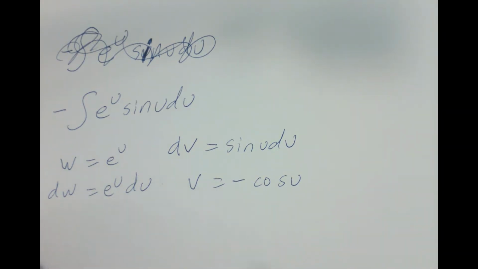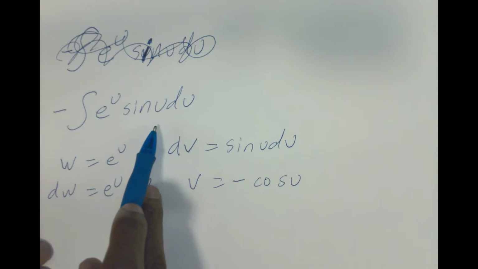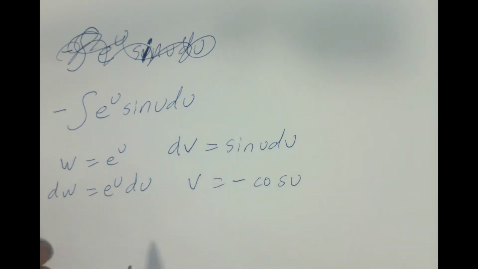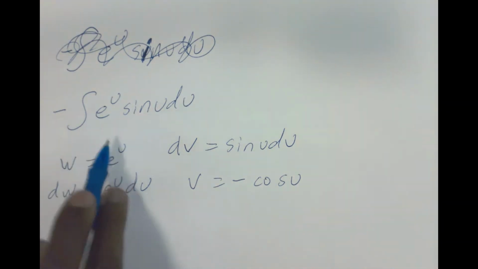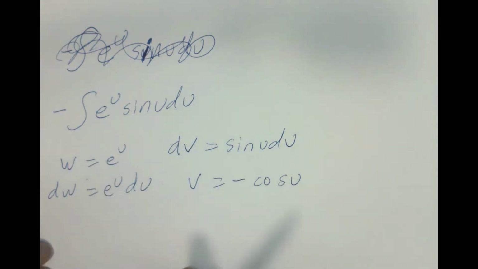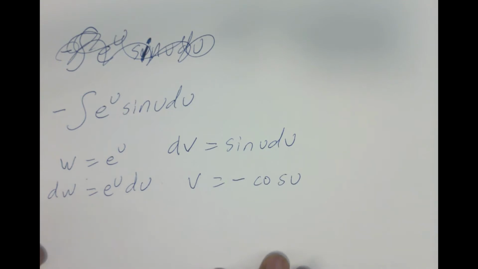All right, now something to bear in mind. What I'm doing right now is I'm finding the integral of e to the u sine u du. That's what this represents. I am not finding the integral of negative e to the u sine u du. There's a pretty big distinction there. So what I'll do is, I'll find the integral of e to the u sine u du, and then I'll just multiply it by -1. But what I'm actually doing right now is the positive integral. I must state that distinction.